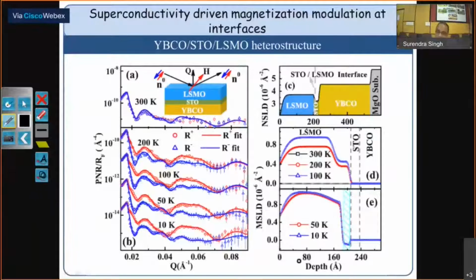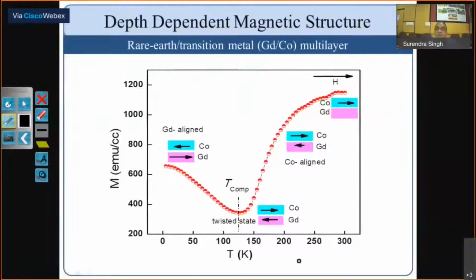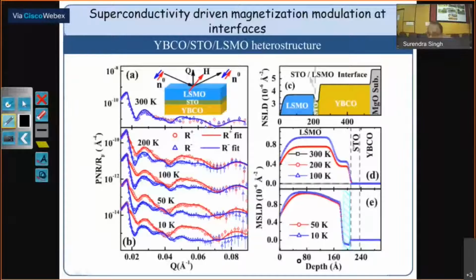Okay, so these things clearly suggest there is a tunneling of the Cooper pair happening below the superconducting transition temperature in this system, which is modifying the magnetization depth profile at the interfaces. In this study we also changed, I have not shown it here, the thickness of this STO layer, and looked at what happens to the magnetization depth profile if we increase the thickness.